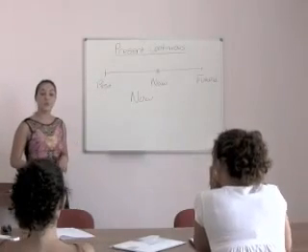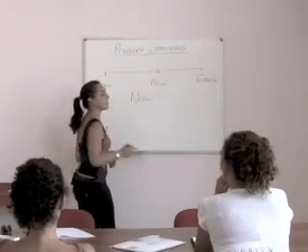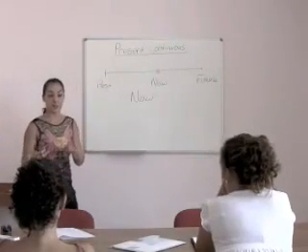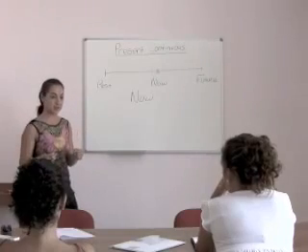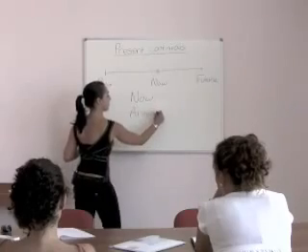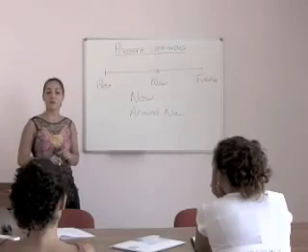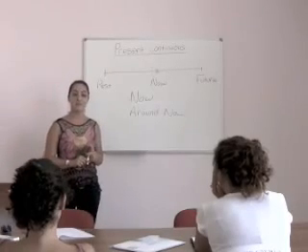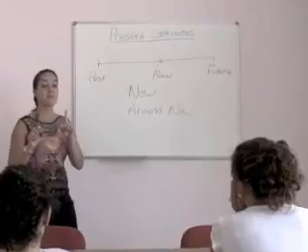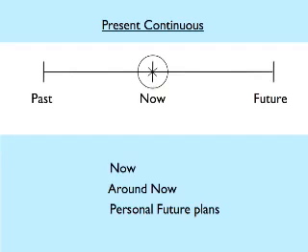We can also use the present continuous to speak of around now. I'll give you an example in a minute. It will help you to understand this better. So, now, around now, and also for something else. Future, personal plans. Very good. And let's give some examples about each of these three situations.